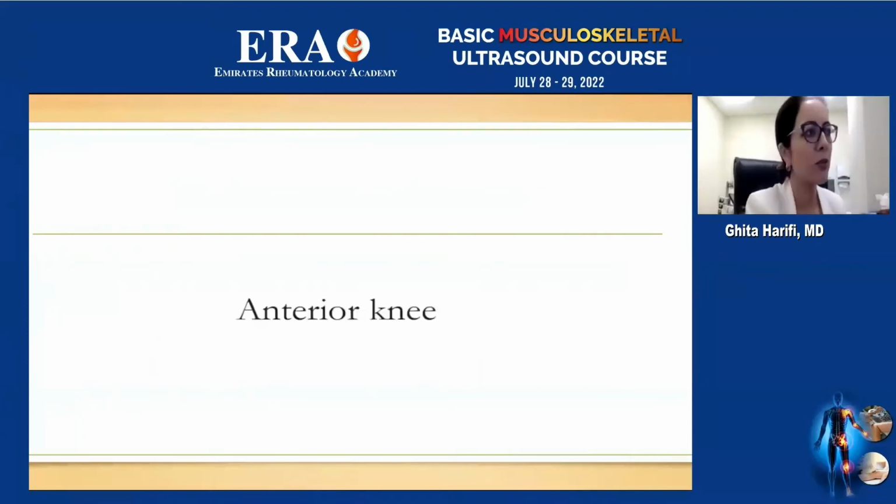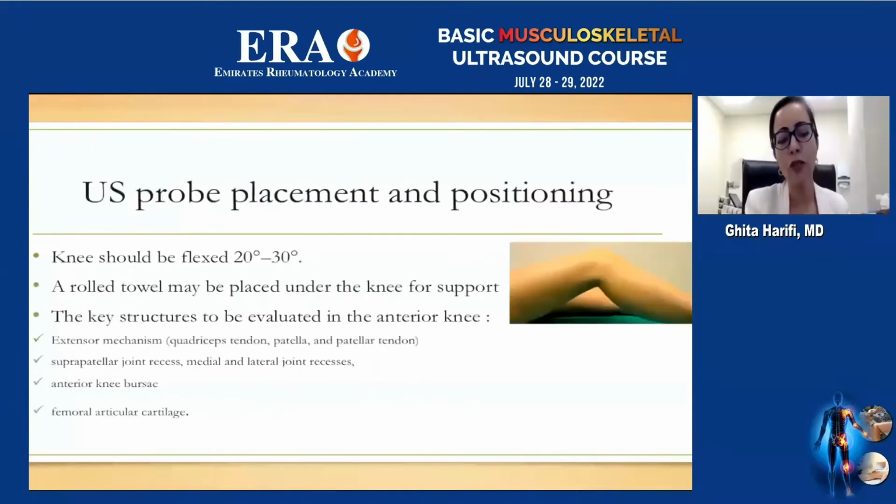So we start with the anterior knee, and I'm going to show you the ultrasound probe placement and positioning for each part of the examination. For the examination of the anterior knee, the knee should be flexed. We said that the patient is in supine position. The knee should be flexed 20 to 30 degrees maximum, and for that, a rolled towel may be placed under the knee for support.